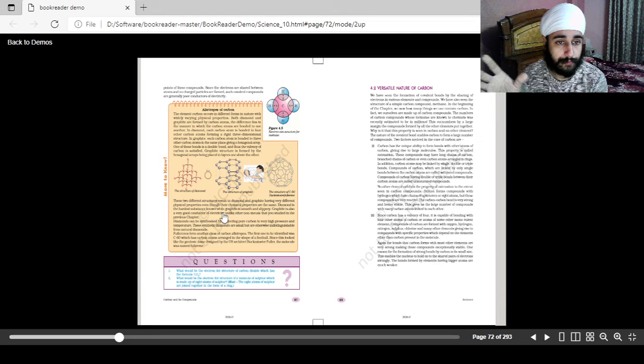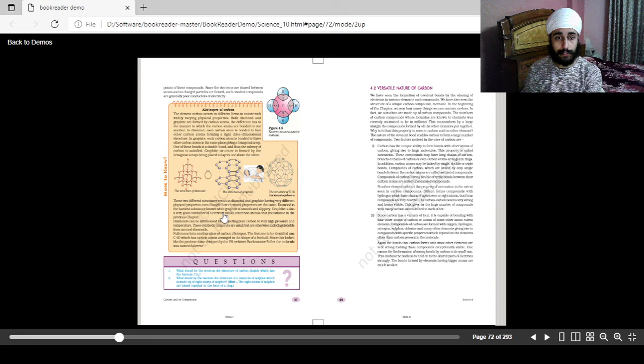Then fullerenes are another form of carbon allotropes. The first one identified was C60, which means the carbon has 60 atoms. It has a football-like structure and looks like a geodesic dome, designed by the U.S. architect Buckminster Fuller. So the molecule was named fullerene, but the proper name given by scientists was Buckminsterfullerene.